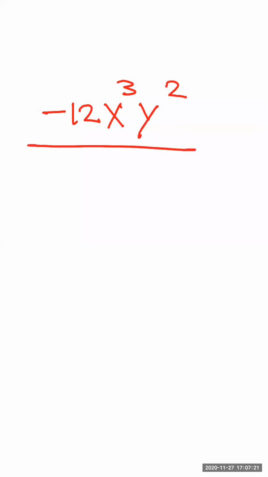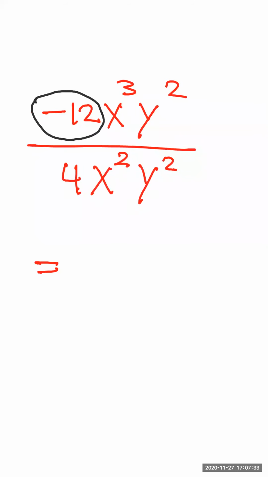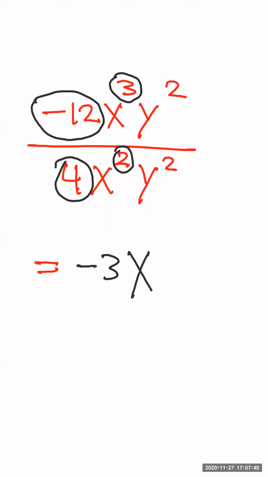Then the next point, if I want to divide negative 12x power 3, y power 2 by 4x squared, y squared. How to solve this one? Same procedures. Divide the coefficients: negative 12 divided by 4, so negative 3. X power 3 divided by x power 2, so x power 1, which is x. Y power 2 divided by y power 2 means 1, so it will equal only negative 3x.